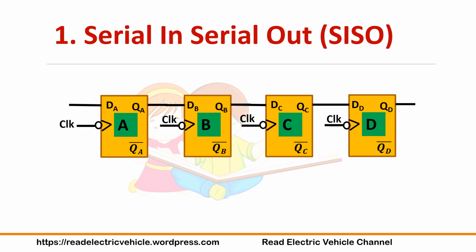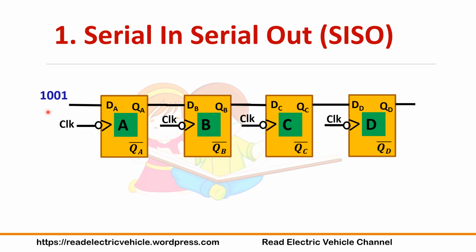So this is the real-time implementation of a serial in, serial out shift register. I have taken D flip-flops. To implement 4-bit data, we need 4 flip-flops. I have named them A, B, C, D. You can see here the input data is given to the first flip-flop and the output is taken from the last flip-flop. The output of the first flip-flop is connected to the second one, and the second one's output is connected to the third one's input. Like this, all the flip-flops are connected in a serial manner.